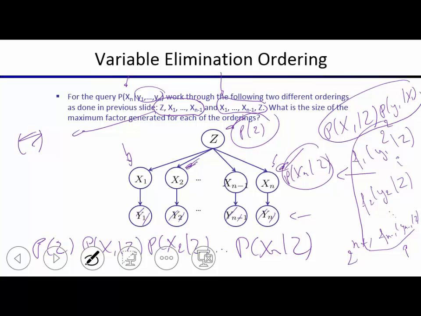But joining is not expensive based on how many factors you join together. It's based on how many variables are involved in that join. So let's take a careful look here. The only variables involved in a join are z and xn, because all the y's are fixed. So we actually only have two variables. So the size of the table we generate is a table with 2 to the 2 entries for binary variables, just 4 entries, which is very cheap. Compare that to when we initially joined on z, where it was very expensive.